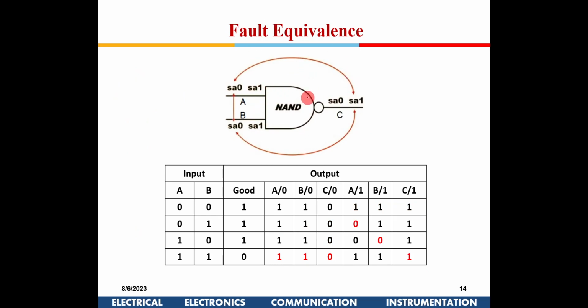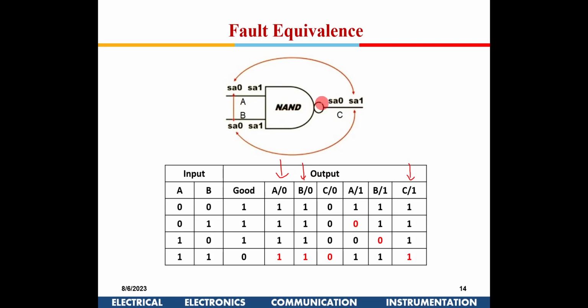Similarly, for a NAND gate. Now, if you see here, for a NAND gate, if the output is stuck at 1, obviously all of them will be 1. If the output is stuck at 0, all of them will be 0. Now, if A is stuck at 0 or B is stuck at 0, I will have the output as 1, all are 1 here, and if C is stuck at 1, then also I have all ones here. So if you see, these faults are equivalent: A stuck at 0, B stuck at 0.